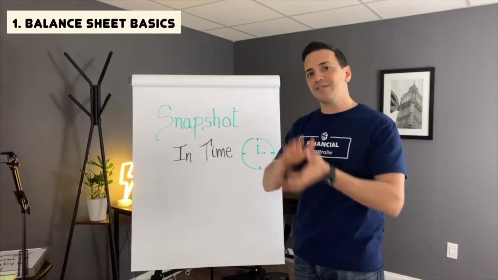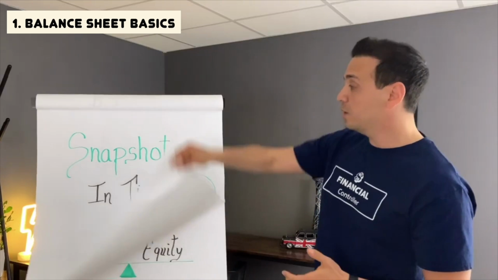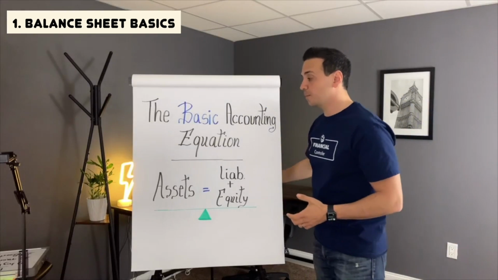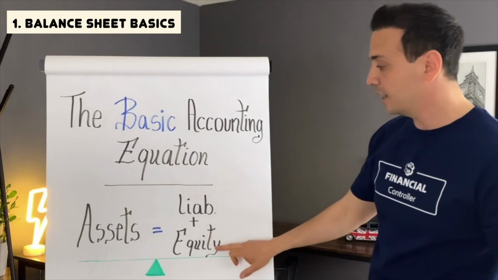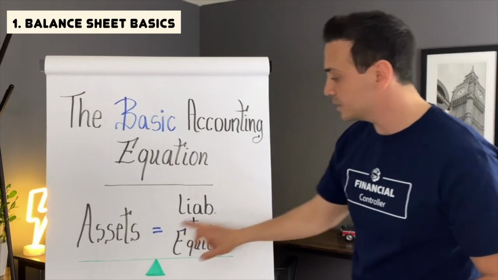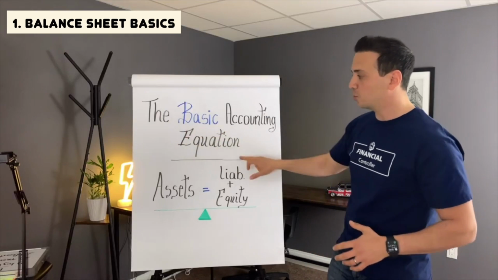The balance sheet is as of a snapshot in time, or the end of the accounting period. Now, what goes into the actual balance sheet? What goes into the balance sheet is assets, liabilities, and equity. And so assets equals liabilities plus equity. And we call this the basic accounting equation.